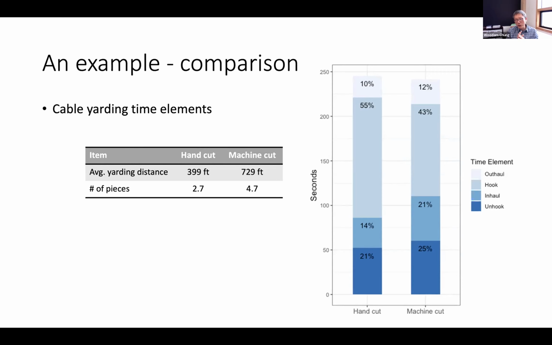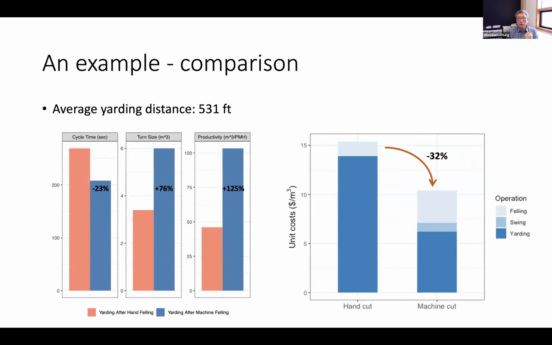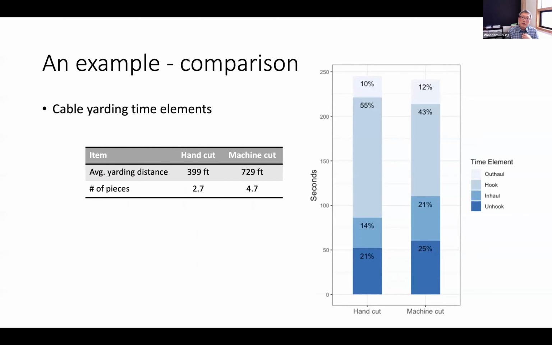So the choker setter didn't have to move far away to find logs or trees. So this is where the difference came from. But this comparison between machine cut and hand cut cable logging efficiency is not apples to apples, because we had a different yarding distance, basically.